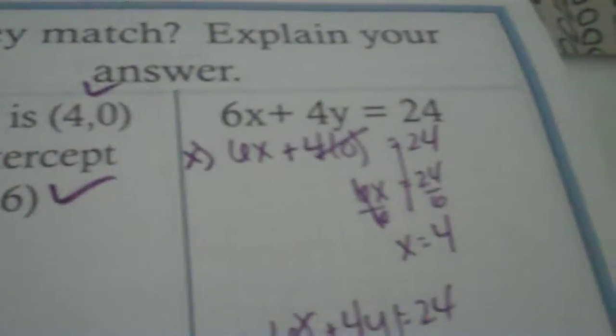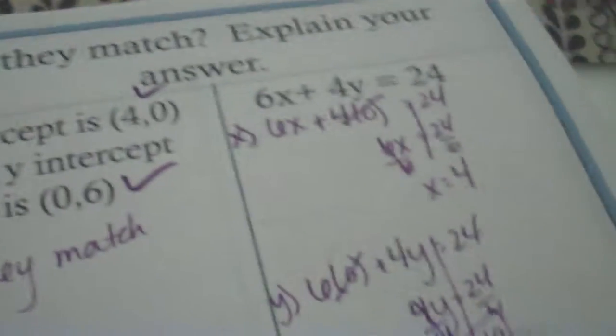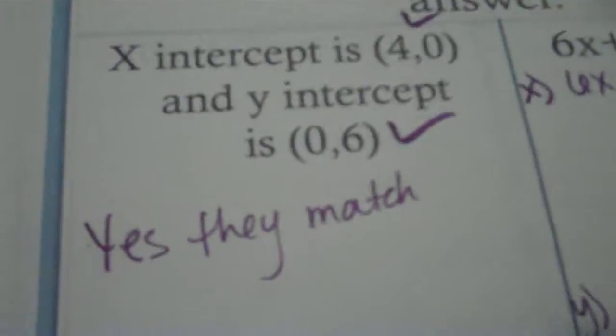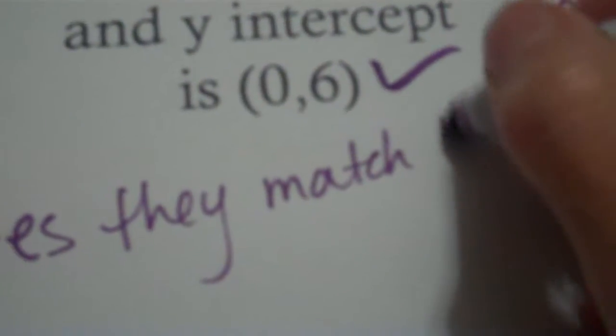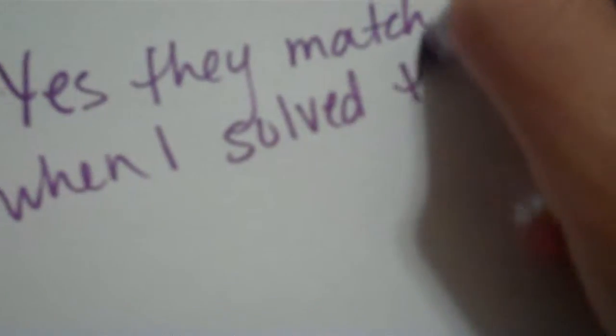So when I need sentences here, I can't just have yes, because you have a 50-50 shot at that. I need to basically see all that work, first of all. And then your answer needs to be something like, yes, they match, and basically explain to me what you did. I'll put, they match because when I solved for intercepts, I got the correct answer, how the answers matched.